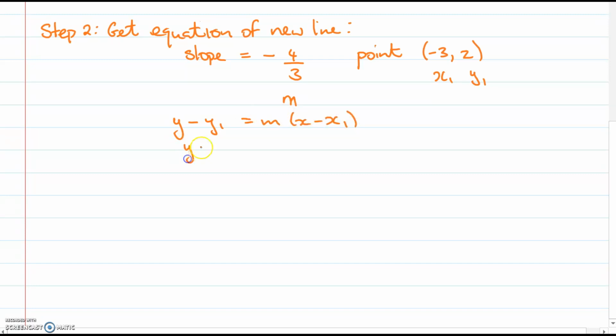So that's going to be y minus y1, which is 2, equals m, which is negative 4 over 3, times x minus x1. Minus x1 is x minus minus 3, so x plus 3. Now we've seen this before. What I like to do, when the slope is a fraction, is multiply everything that isn't in parentheses by the bottom of the fraction. Okay, so multiply everything that isn't in parentheses by the bottom of the fraction.